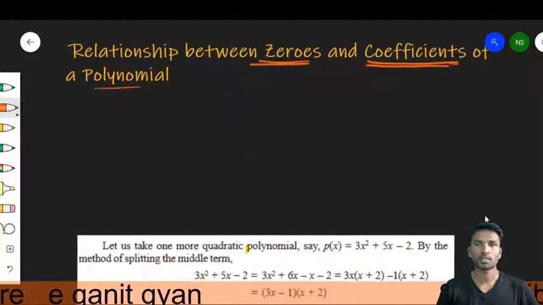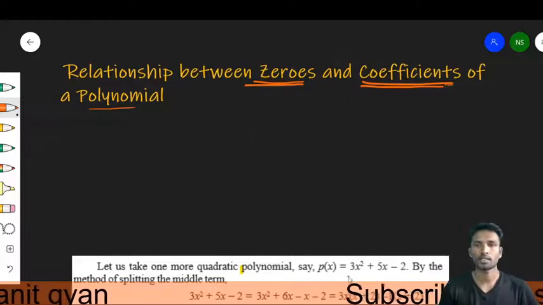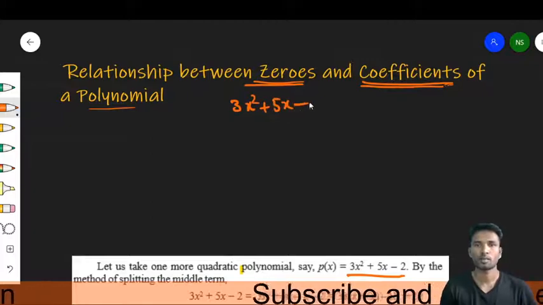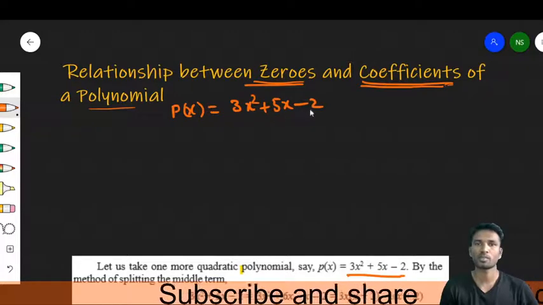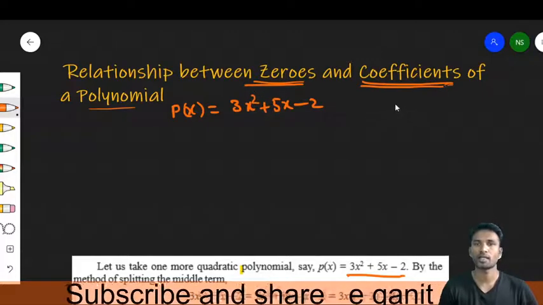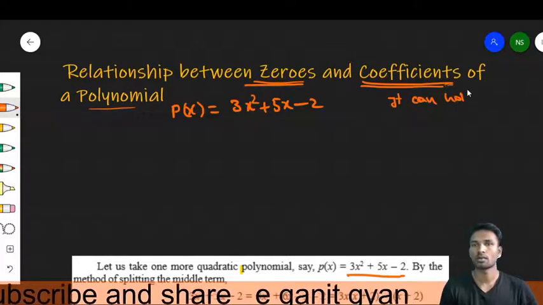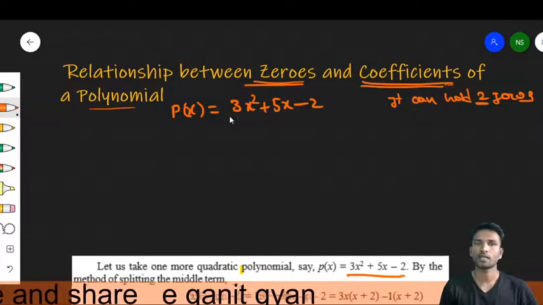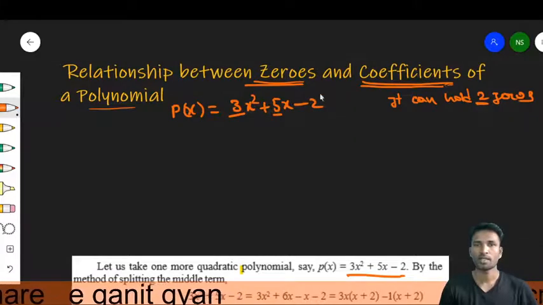Relationship between coefficients and zeros of a polynomial. Suppose you have a polynomial. Let us take this particular polynomial, 3x square plus 5x minus 2. It is a polynomial in terms of x. By seeing the power or degree of this polynomial, I can say it can hold two zeros. Here the x square coefficient is 3, the x coefficient is 5, and the constant term is minus 2.